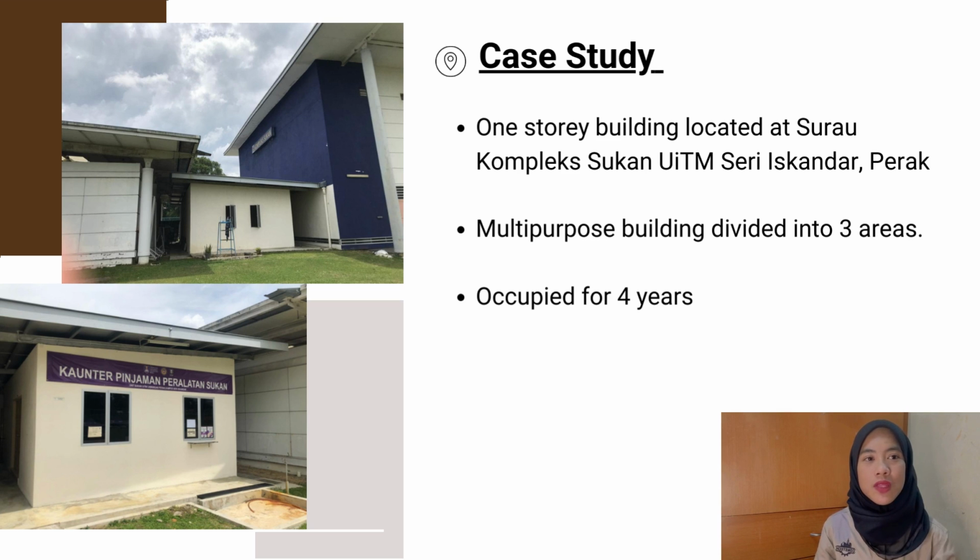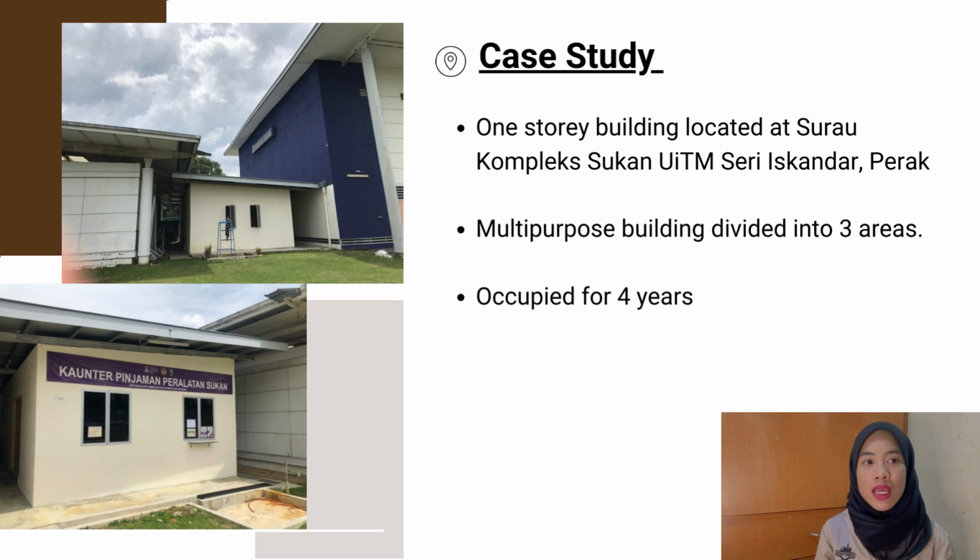Today I will present the case study building that I have chosen for this research. The building used in this case study is a one-story building located at Surau Complex Sukan Dr. Asmat Iskandar, Perak. The building is a multipurpose building divided into three areas: the men's prayer room, the women's prayer room, and the equipment store.